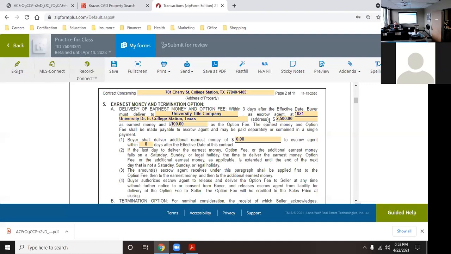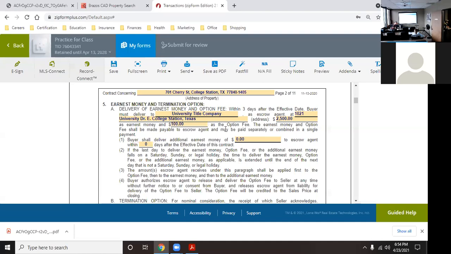So as a buyer, he's willing to pay $2,500 in earnest money and $100 as an option fee. The earnest money and option fee shall be payable to the escrow agent and may be paid separately or combined in a single payment. Now, again, I know the slides say that you should never pay earnest or option money to an escrow agent. That is the only way we do earnest money or option money now. Sorry, it's getting confusing to say both of them. That is the only way we do option money now.